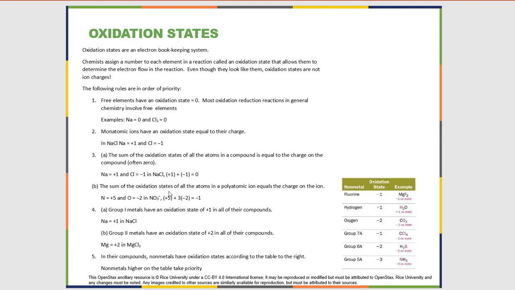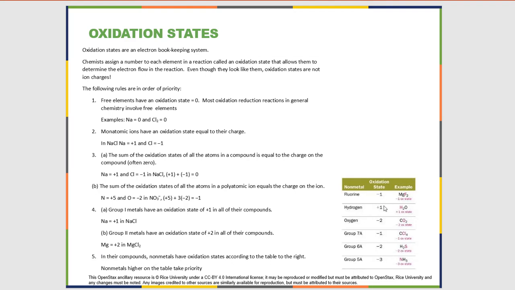The sum of the oxidation states on polyatomic ions equals the charge on the ion. So in the case of nitrate, the total of the oxidation states is -1. That makes nitrogen +5, and each oxygen is -2. Group 1A metals have +1 oxidation state in their compounds. 2A metals have +2 in their compounds. And non-metals have oxidation states according to the table on the right.